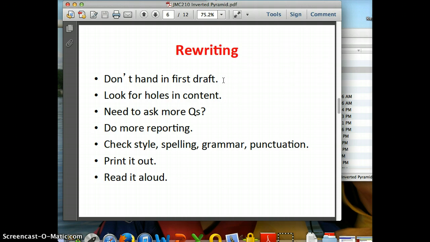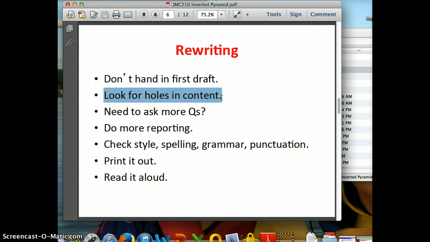One thing to remember when you're writing a story is to rewrite. Always edit. It's very important that you not hand in your first draft. You have to have more pride in yourself than that. You want to have pride in your work. You don't want to hand in your first draft. So what are you going to do as you rewrite?